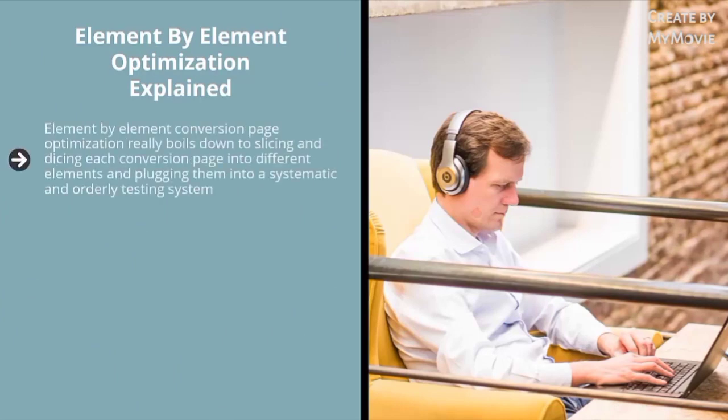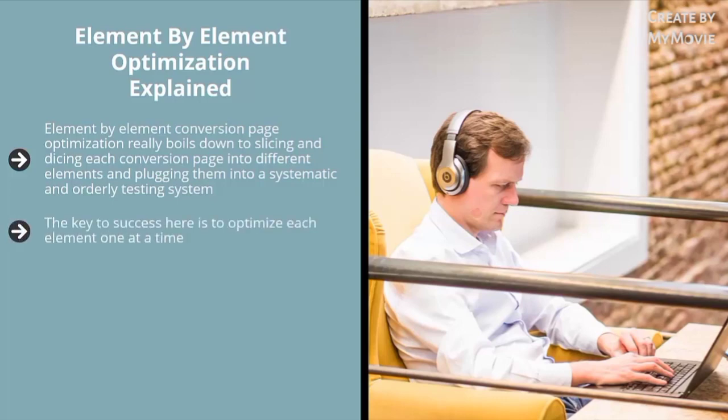Element by element optimization explained. Element by element conversion page optimization really boils down to slicing and dicing each conversion page into different elements and plugging them into a systematic and orderly testing system. For example, graphics are elements. Header text are elements. Actual sales body text are elements. The same with calls to action.